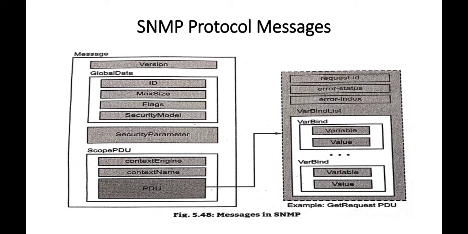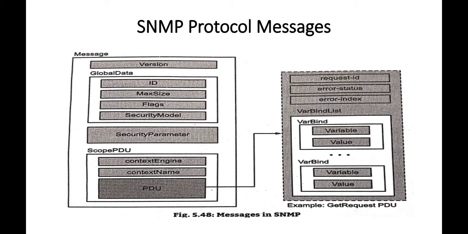Now we discuss the global data. So what does global data mean? The global data field is a sequence of four elements of simple data type. It includes the ID, the max size, flags and security model. The ID is nothing but a request ID. The number of requests come from the manager to the agent, so each request is identified by allocating an ID.